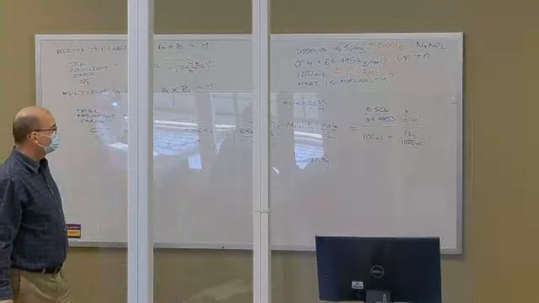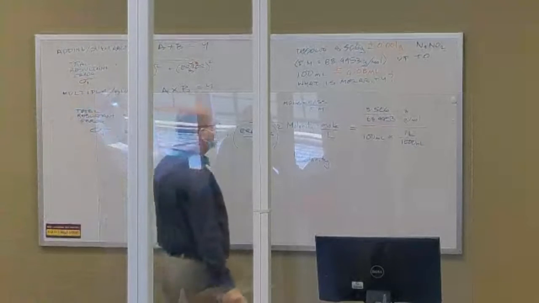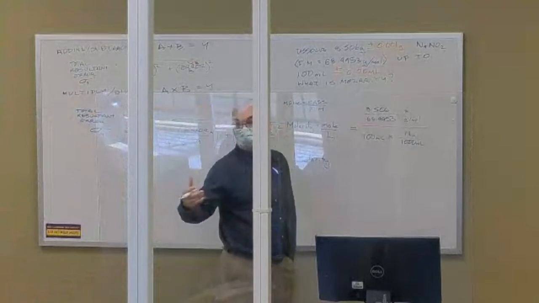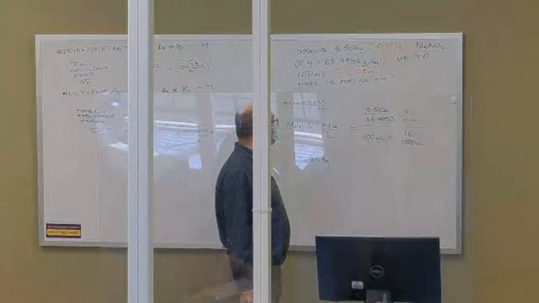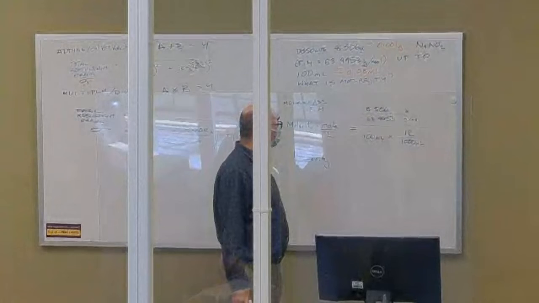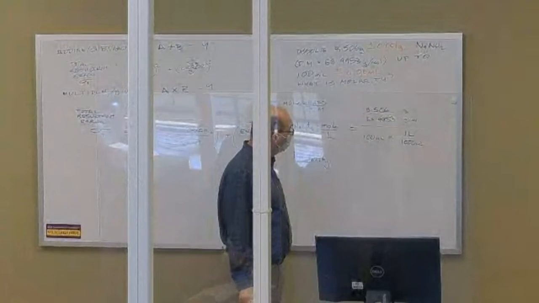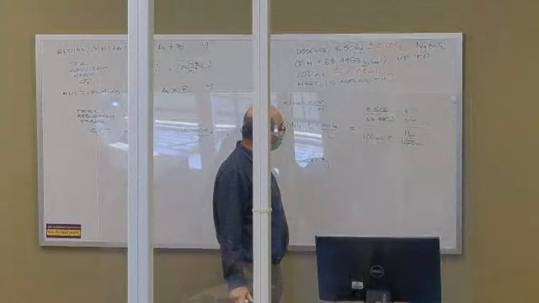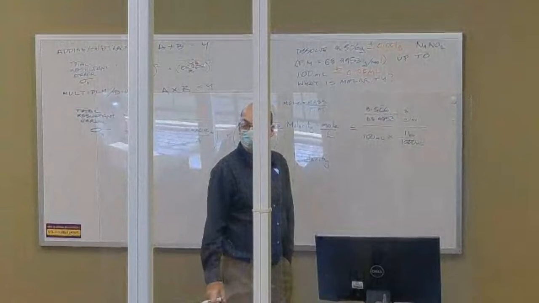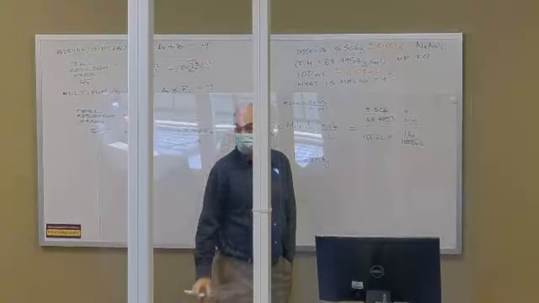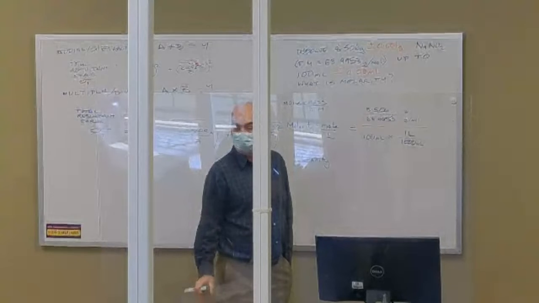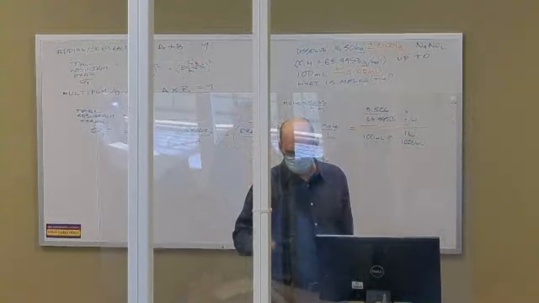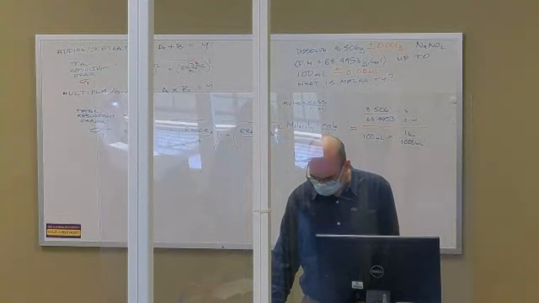8.506 divided by 68.9953 equals a number. That's your number of moles. And then divide that by 100 milliliters, which is a tenth of a liter, so 0.1. Okay, it gives you an answer. What does that answer come out to be?